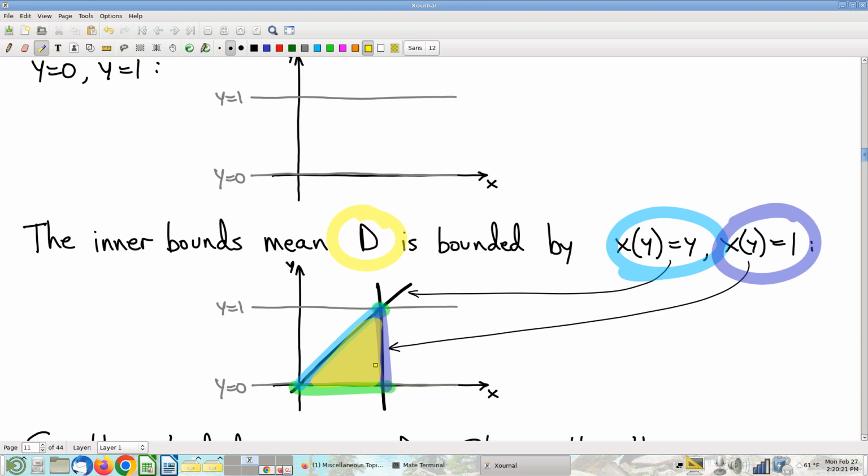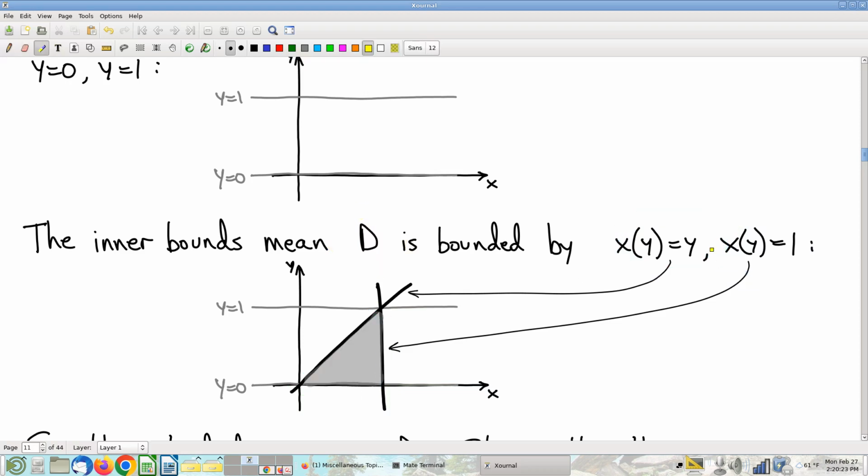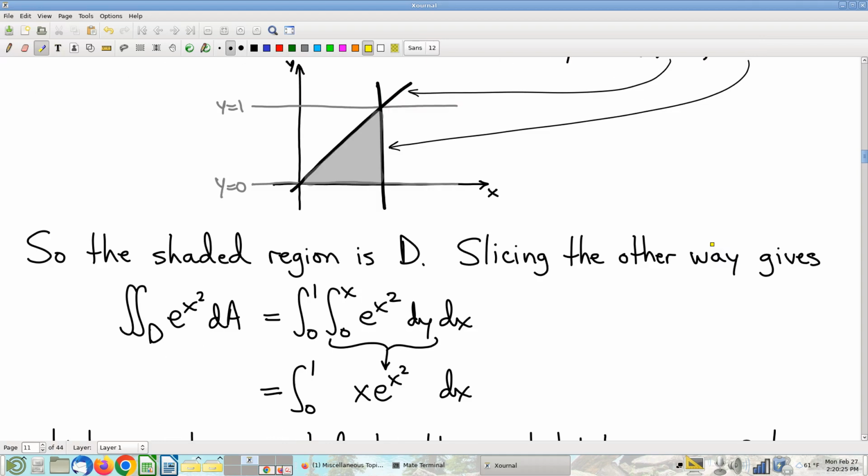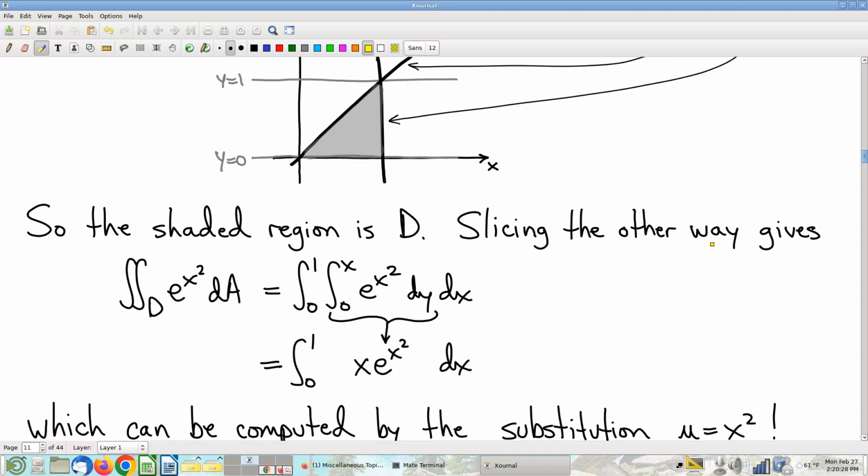Right, and now that I know my domain, I'm free to slice it in whatever order I want. Obviously, I don't like the way it worked out when I did the dx dy slice. That led to an impossible integral. I'm not going to do that again. Let's just slice it the other way. Fingers crossed, I hope it works out better doing dy dx.